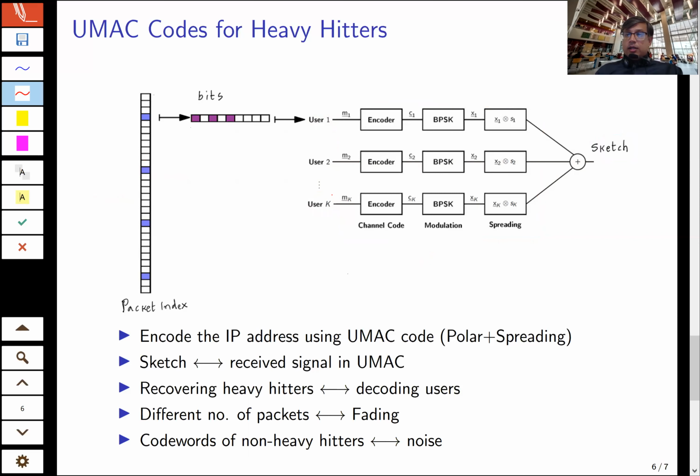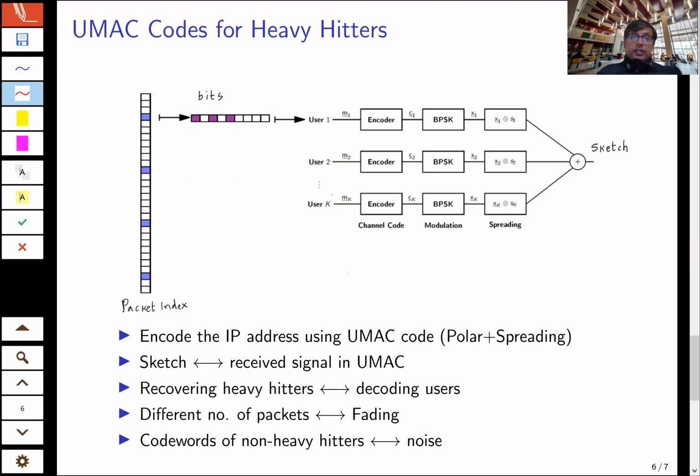Now, there are a few minor differences between what we saw in part 5 and this problem, and I'll talk about them. The first one is the fact that we may not always have the same number of packets that flow to every IP address in the heavy hitter. So for example, the number of times we see this index may be different from the number of times we see this index. So what that means is that the number of times we add this code word to the sketch is going to be different from the number of times we add this code word to the sketch.